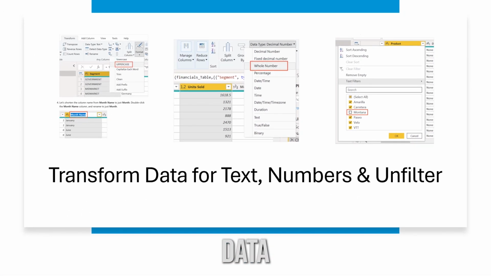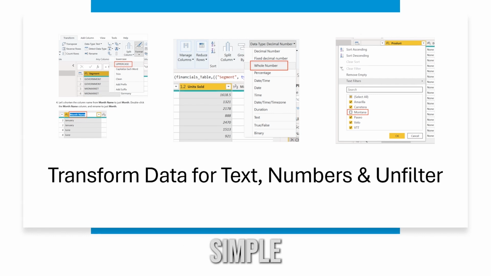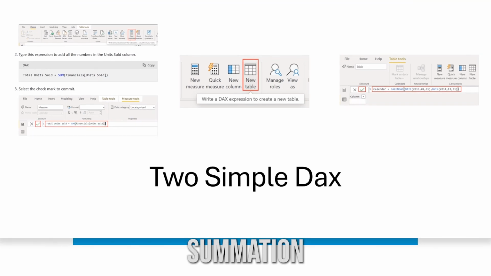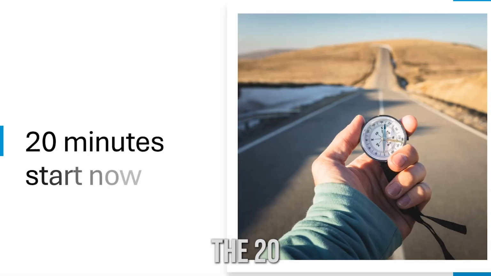You will transform data in 5 steps. Firstly, transform it from title to cap, transform the numbers that show inconsistency or convert them to currency, and unfilter the data set. Then you get to do 2 simple steps: they are summation or create a calendar table. And you're now ready to do the 5 visuals. Are you now ready for the 20 minutes challenge?